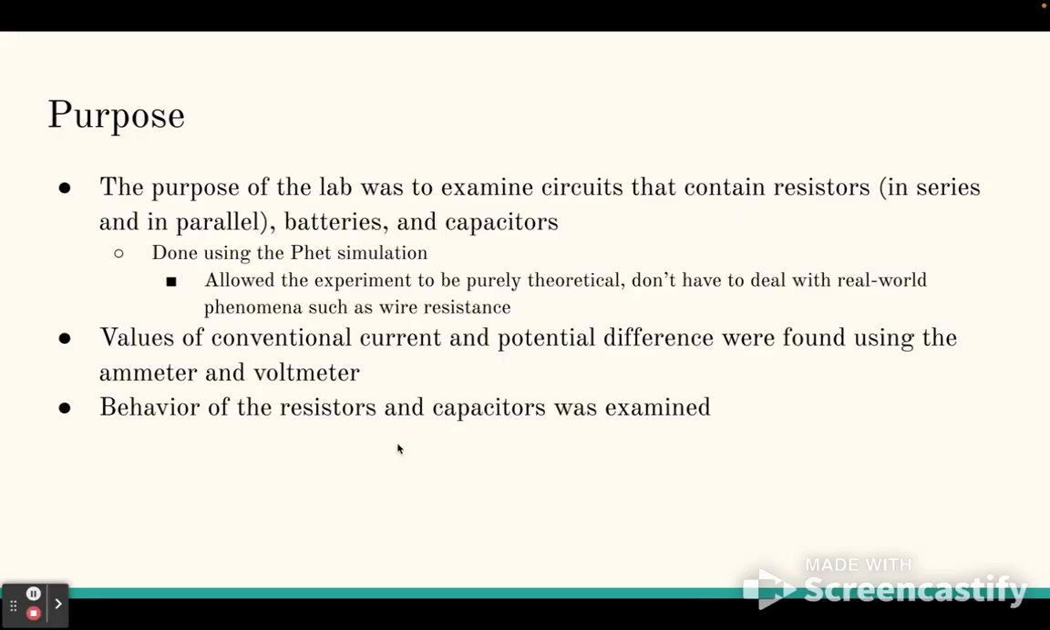So the purpose of the lab was to examine circuits that contained resistors in series and in parallel, batteries, and capacitors. It's done using the PHYS simulation. This allowed the experiment to be purely theoretical, so we don't have to deal with real world phenomena such as wire or battery resistance. Values of conventional current and potential difference were found using an ammeter and a voltmeter. And then the behavior of the resistors and capacitors was examined.